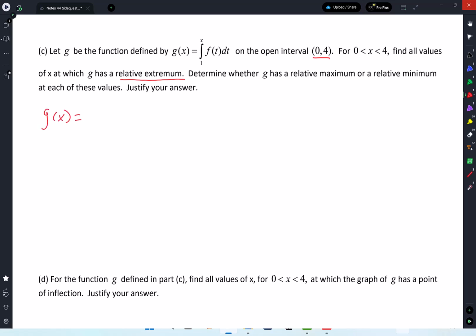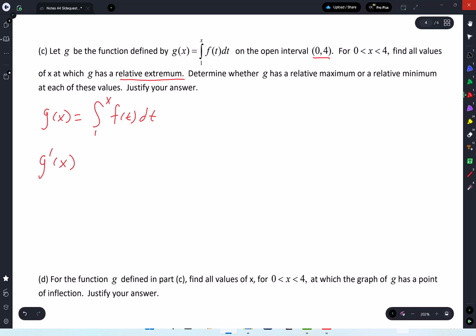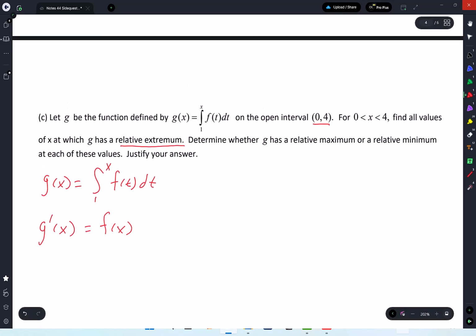Okay, write this down. g of x equals the integral from 1 to x of f of t dt. The same rules still apply. I have a max when g prime changes from positive to negative, and when g prime changes from negative to positive, you have a min. So, can I take a derivative? Yes, you can. You have a variable x on the top, you have a constant on the bottom. So g prime of x is nothing more than just what? f of x.